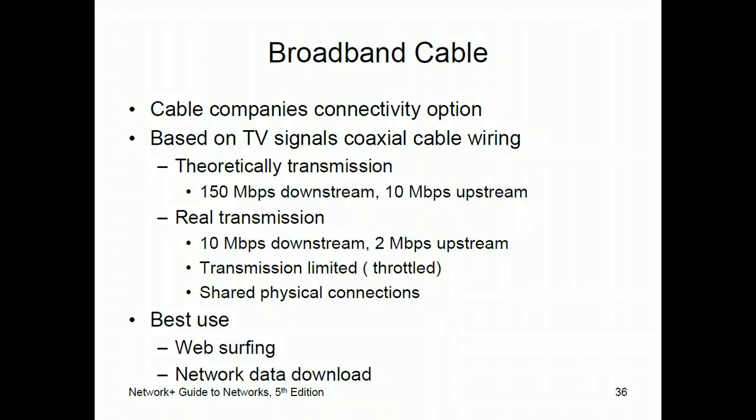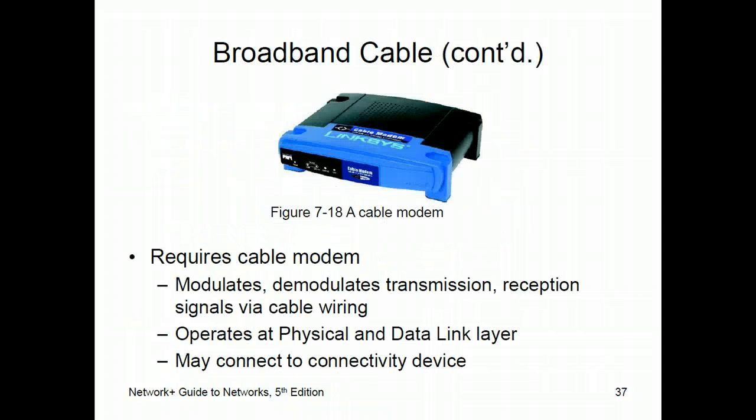Best use for this, web surfing and data downloading. There's a Linksys modem, which many of you might have, or Netgear is another one, 3Com. It requires a cable modem to do this, with modulator and demodulator built in. It has reception of signals via the cable wiring. It operates on the physical and data link layer of the OSI model. And it may connect to other connectivity devices like a wireless router, which many of you do, to name one example.